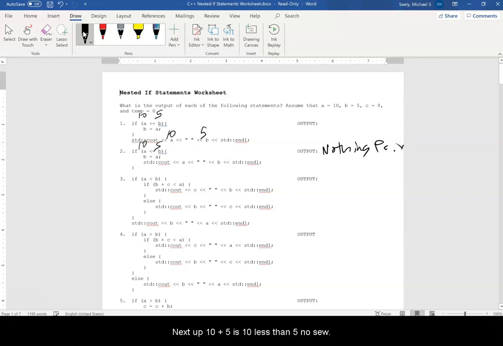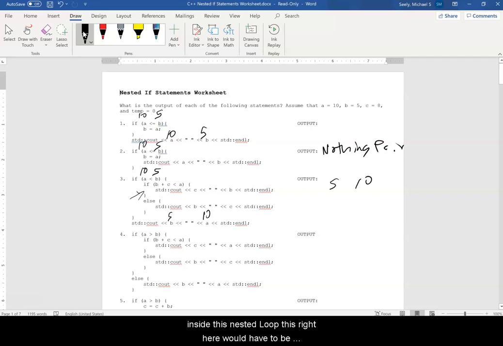Next up, 10 and 5. Is 10 less than 5? Nope. So if 10 is less than 5, these are nested. 10 is not less than 5, so none of this stuff would even hit in here, and it would just print 5 right here and then 10. So the output for this one is 5 and then 10.